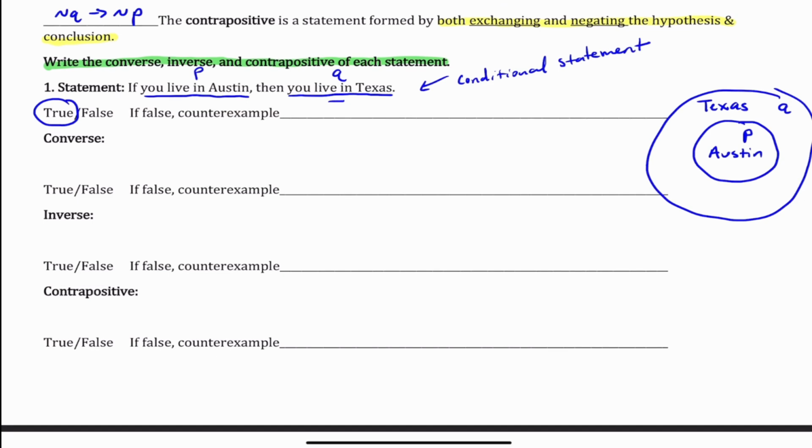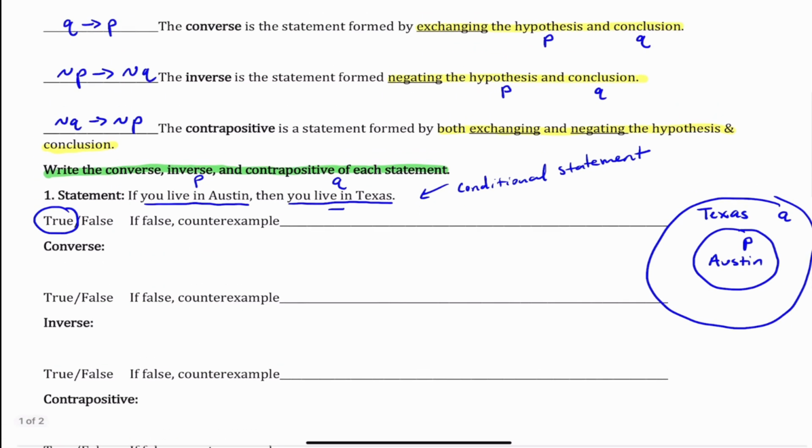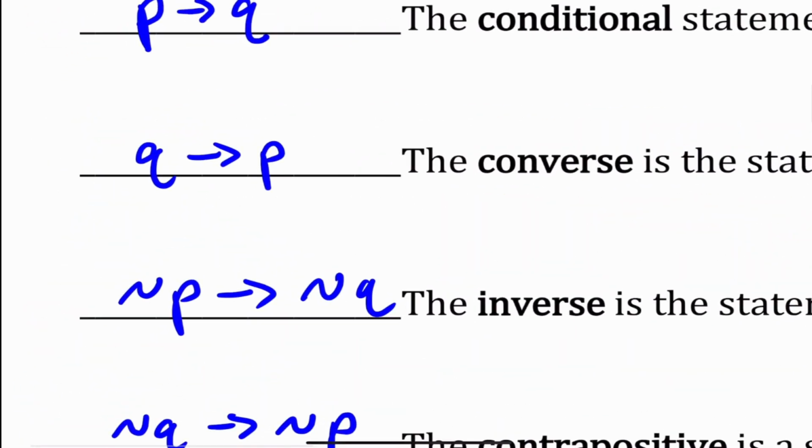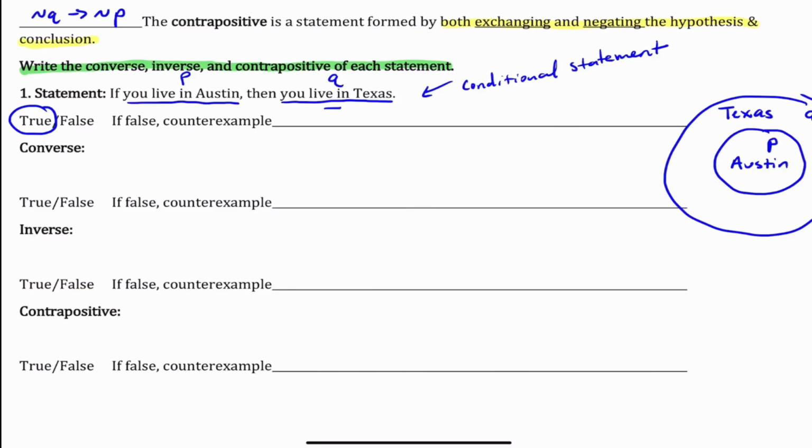Now that we figured out the conditional statement, let's write the converse of that statement. Now remember, the converse is if Q, then P. So if the converse is if Q, then P, then all I need to do is exchange the hypothesis and conclusion. So I would say, if you live in Texas, then you live in Austin.